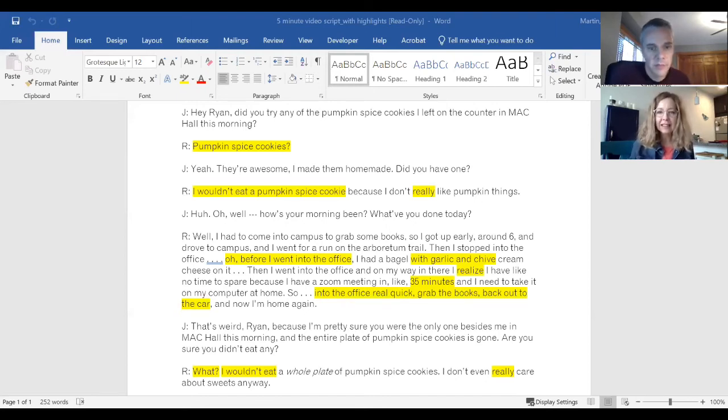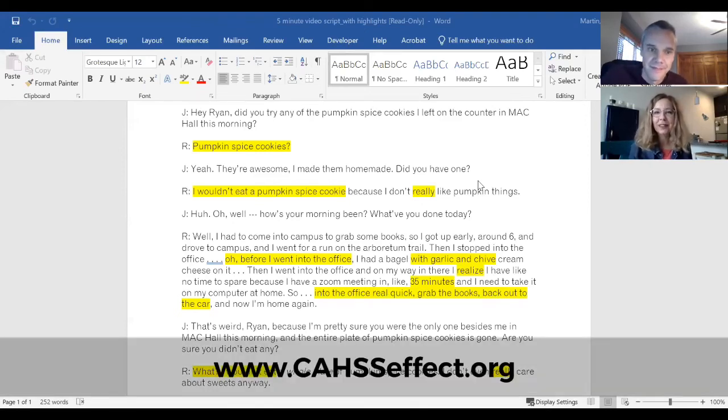At the beginning, he was saying, I did this, I did that, I had to do that. That last section, so into the office, grab the books, back out to the car, is because really he was eating the pumpkin spice cookies. And he doesn't want to admit that, but our interior brains actually don't like to lie. So we do these little subconscious things like dropping personal pronouns. Then to finish it off, we again have answering a question with a question, a stalling technique, and a non-denial denial: I wouldn't eat a whole plate of pumpkin spice cookies. And then again, that qualifying word: I don't even really care about sweets anyway, which means he does care about sweets a little bit. So it obviously gets much more complicated than that, but in a few minutes, that's how you can apply forensic linguistics to catch people in their lies.